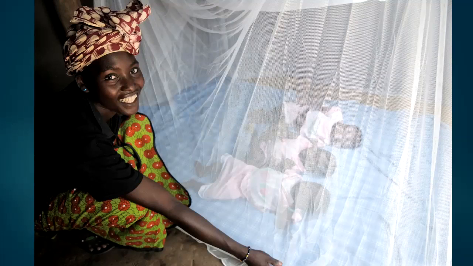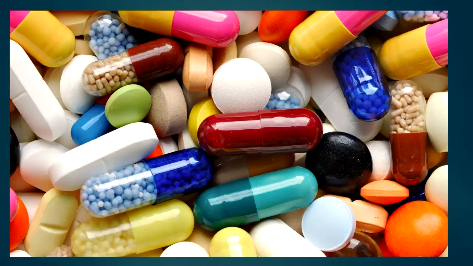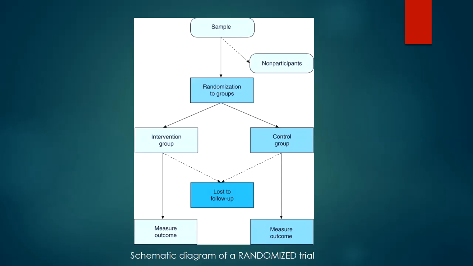So in public health, randomized trials are used. This picture shows a bed net study, so providing bed nets to people in areas with high malaria prevalence to prevent transmission to children. So that's an example of a public health randomized trial. We also commonly think of using randomized trials in drug studies, so pharmacoepidemiology and other types of drug studies often use randomized trials. And the basic layout of a randomized trial is shown here.